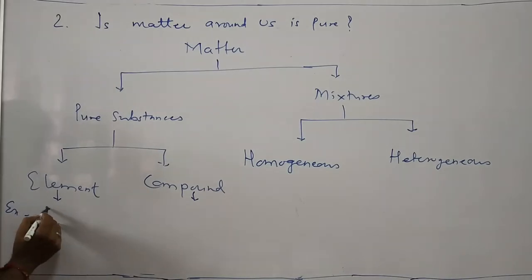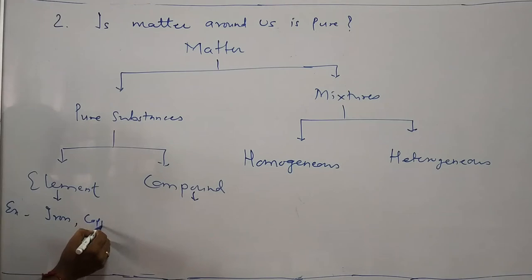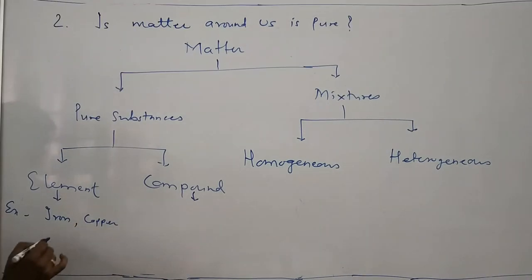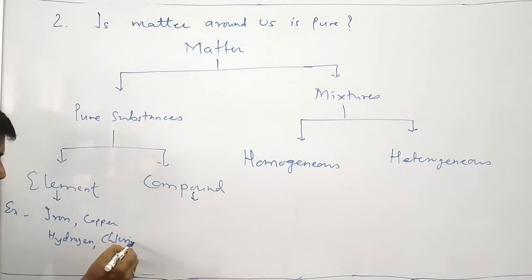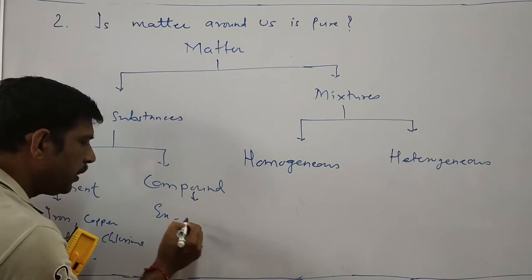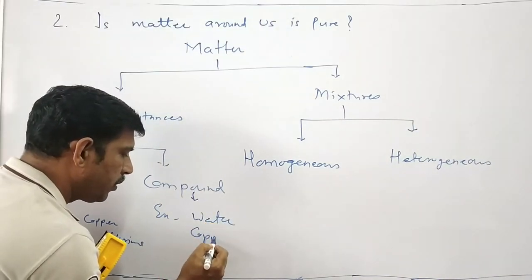That is iron, copper. These are the metals. We will see the non-metals also: hydrogen, then chlorine, etc. Here the compounds are water, then copper sulfate.